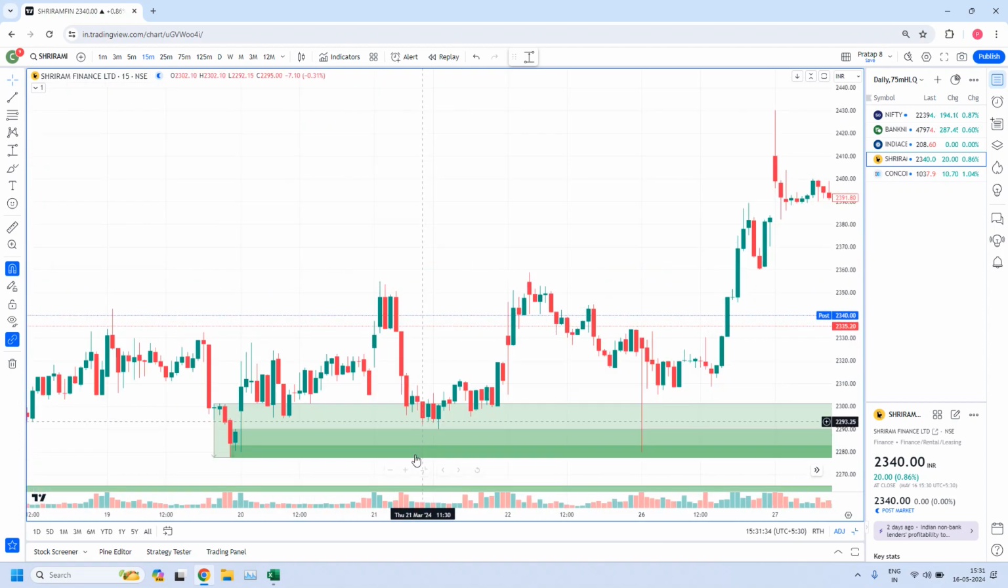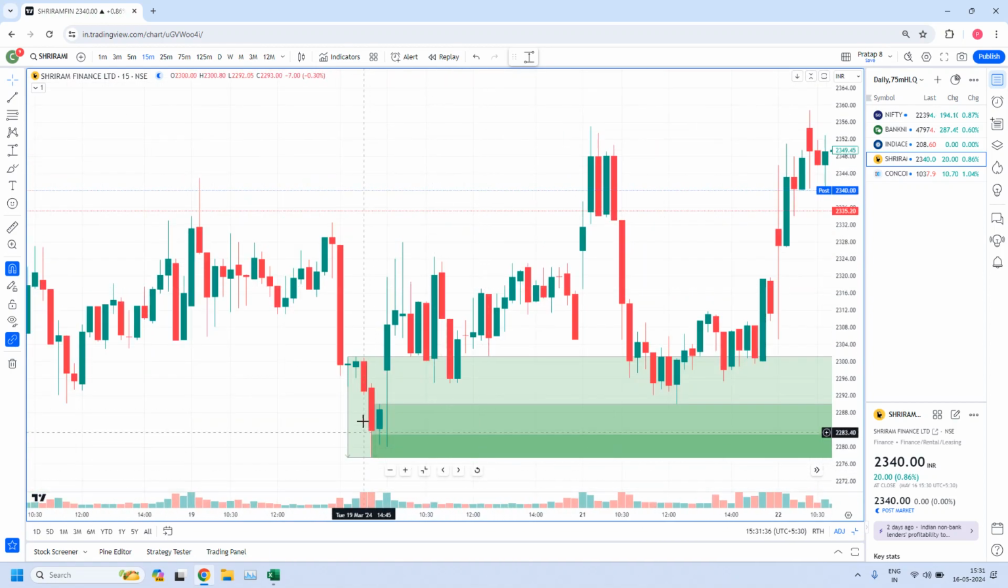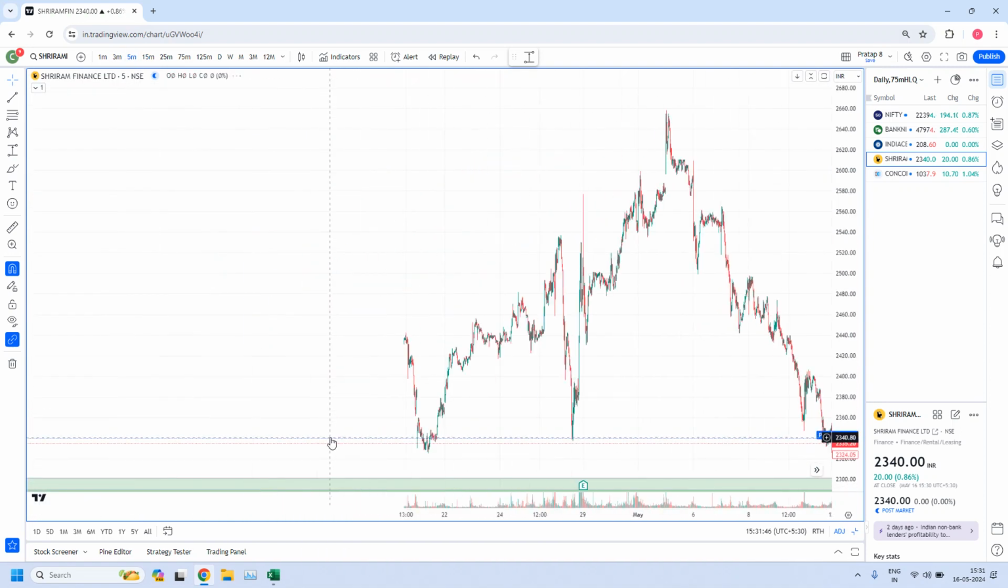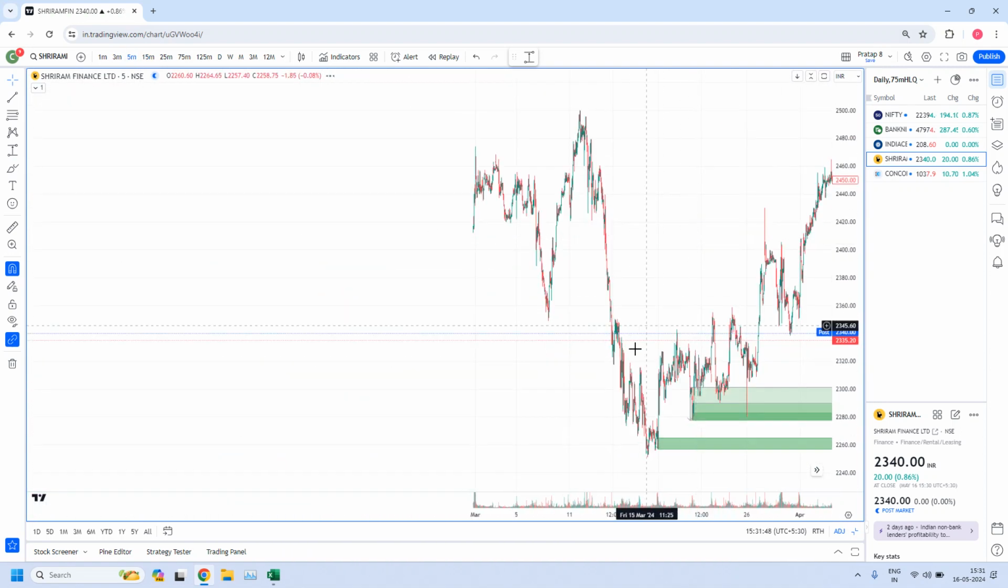In the 15 minutes time frame we have a drop, base, rally. This is the 15-minute zone. Inside this 15-minute zone, again we have a 5-minute zone, but that is a high liquidity zone.